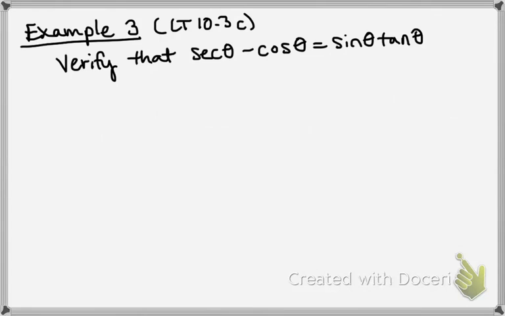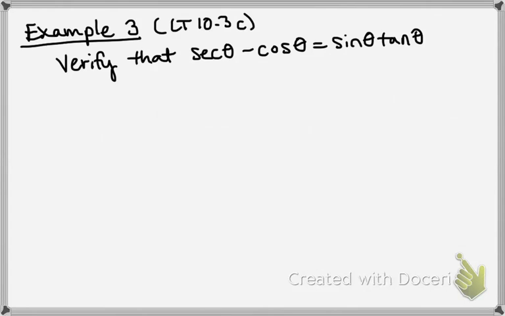So let's look at an example where we have to verify. This is an example of learning target 10.3c, and they want us to verify that the secant of theta minus the cosine of theta is equal to the sine of theta times the tangent of theta. Now, like I said on the previous slide, you only pick one side to work with.